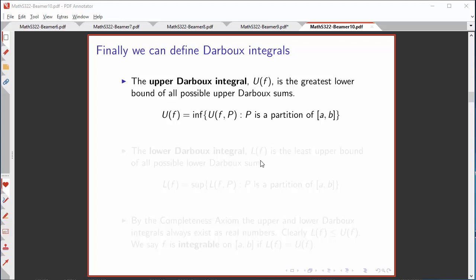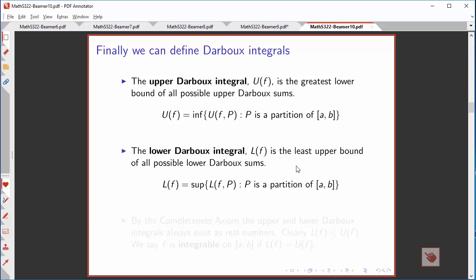To define the lower Darboux integral, I will note that as I use finer and finer partitions, the lower Darboux sums get larger and larger, and this set of numbers has a least upper bound. I'll call that L of f and state that that is the lower Darboux integral. These quantities always exist because a non-empty bounded set of real numbers always has an infimum and a supremum.